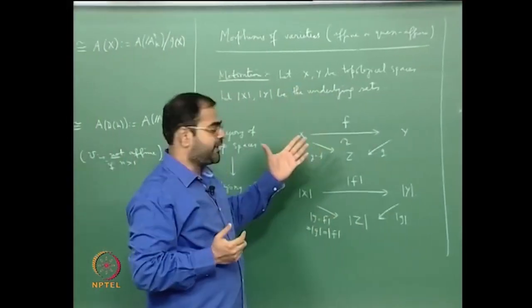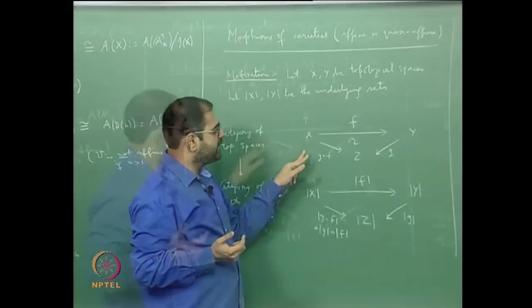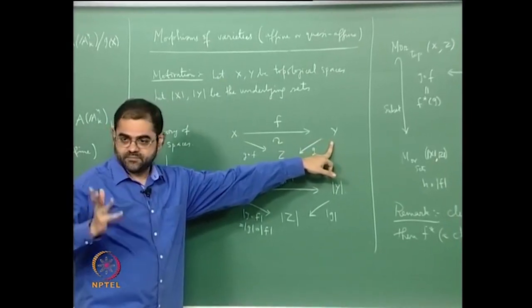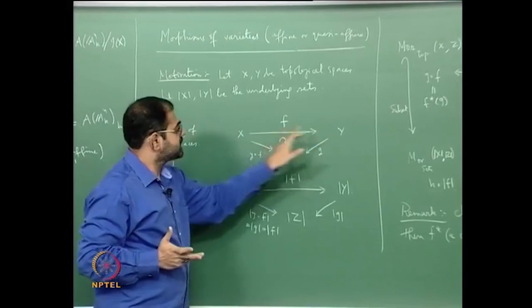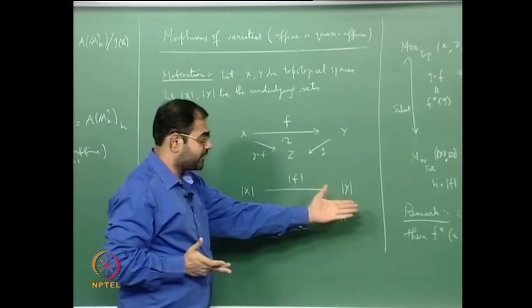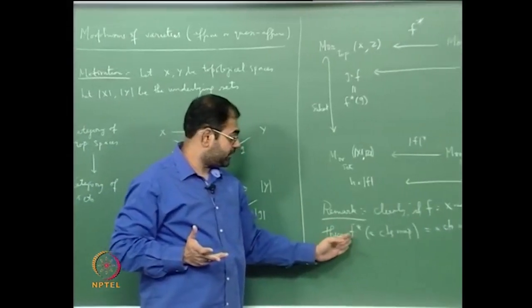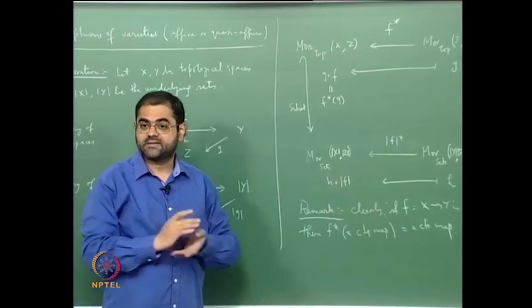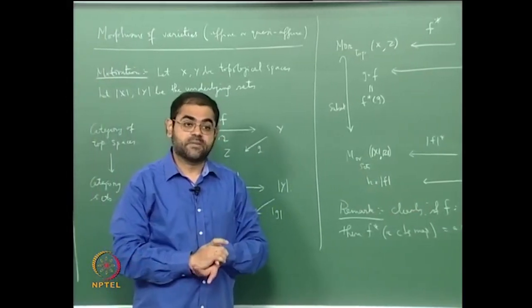We use the analogy that I gave you in the last lecture, namely the analogy from topological spaces. So if X and Y are topological spaces and F is a continuous map of topological spaces, of course you know that a continuous map pulls back continuous maps to continuous maps. That's just a restatement of the fact that a composition of continuous maps is continuous.